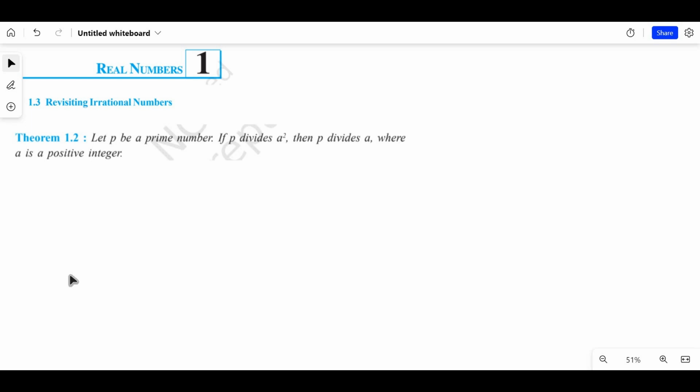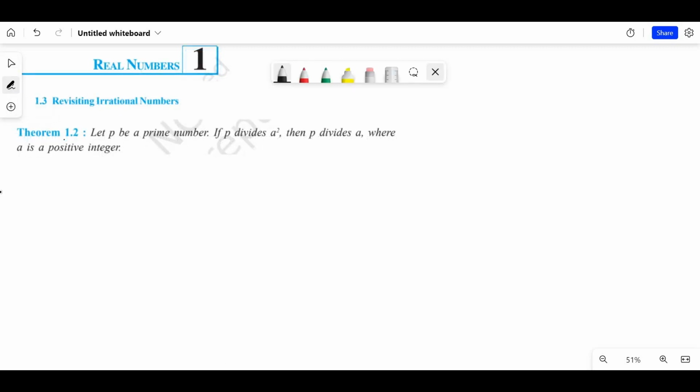Let's discuss theorem 1.2. Let P be a prime number. If P divides A square, then P divides A, where A is a positive integer. So let me explain this theorem with an example.